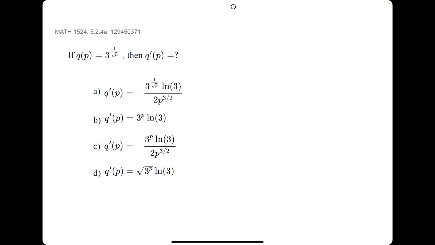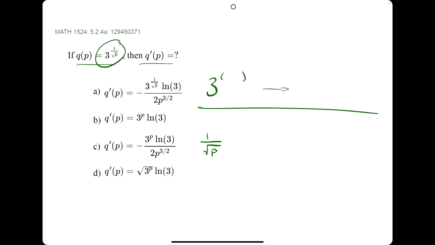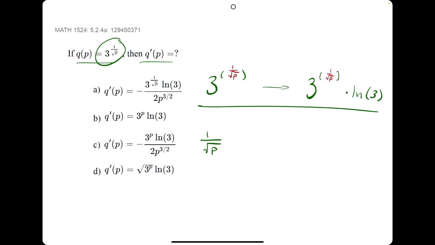So now I'll just run through as many chain rule examples as I can. With this function, the outer layer is 3 to the something. The inside layer is 1 over square root of p. The derivative of 3 to the something is like 3 to the x. So we'd have 3 to the x times the natural log of 3. And so really in place of x, we actually have 1 over square root of p.